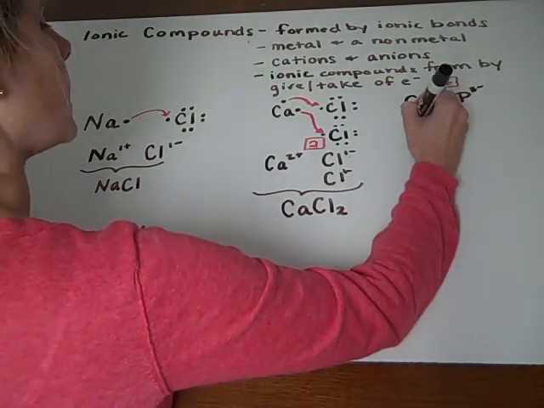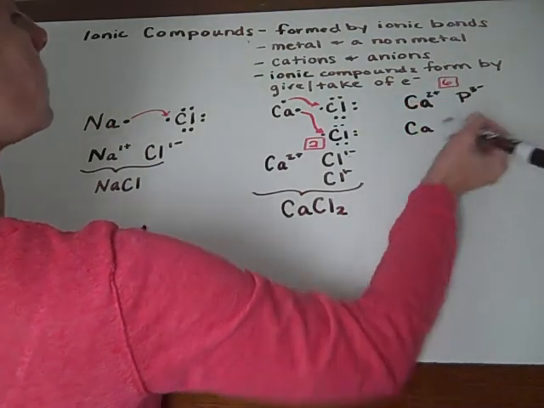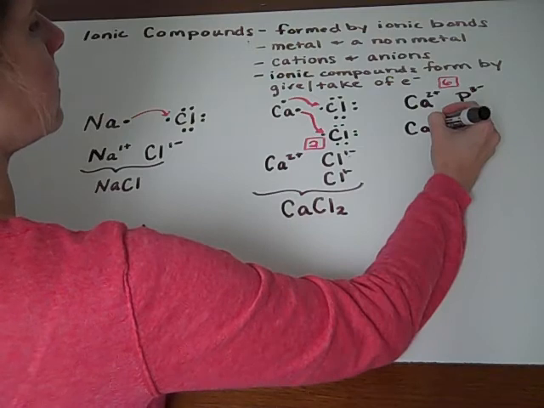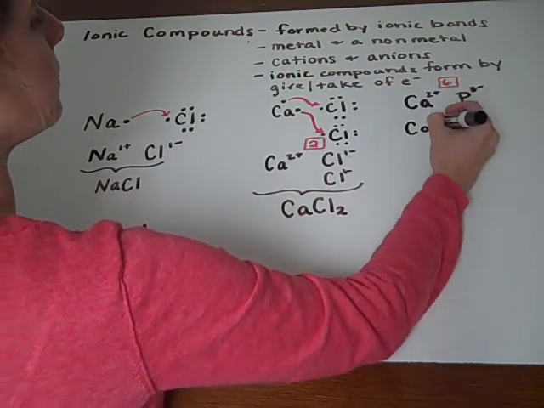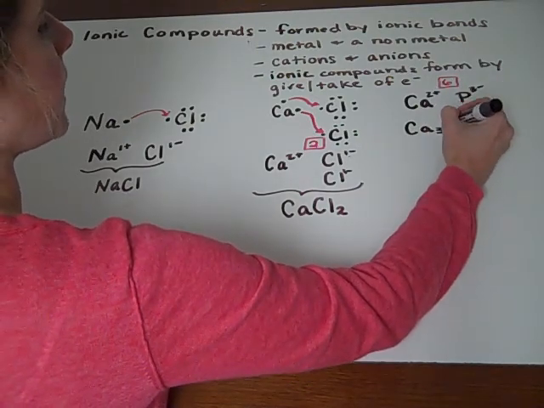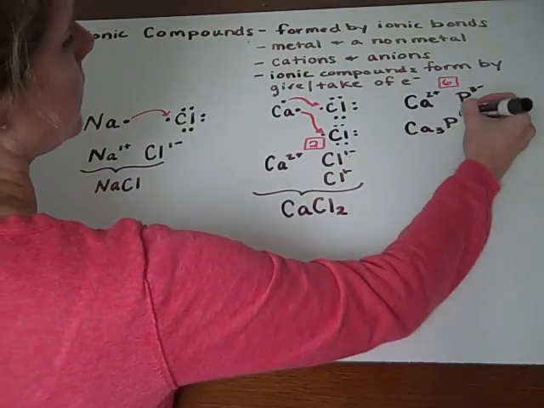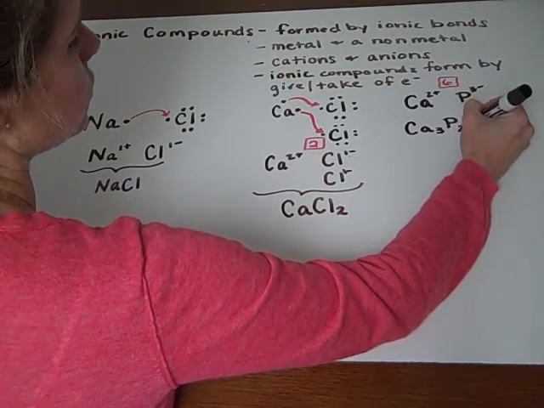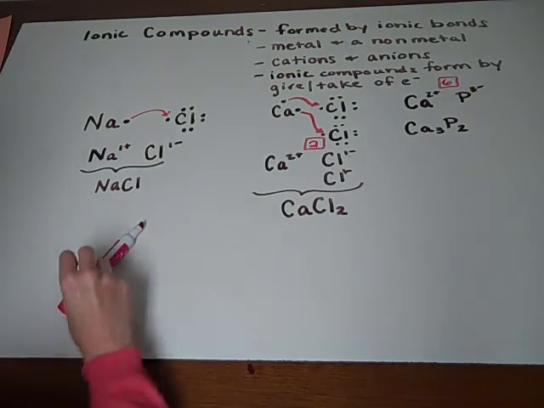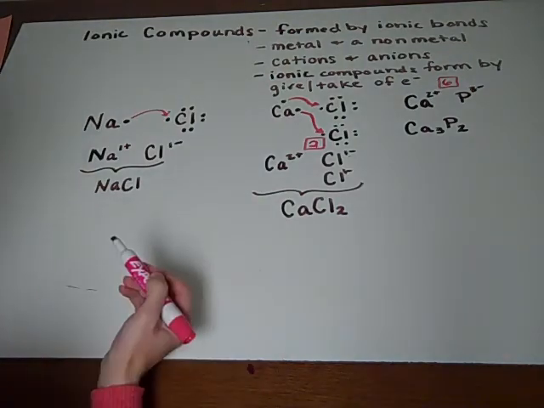So if we have Ca, we end up with Ca, how many times? We'd need 3 of them, right? And then phosphorus, we need how many of them? 2. So we would have Ca3P2.